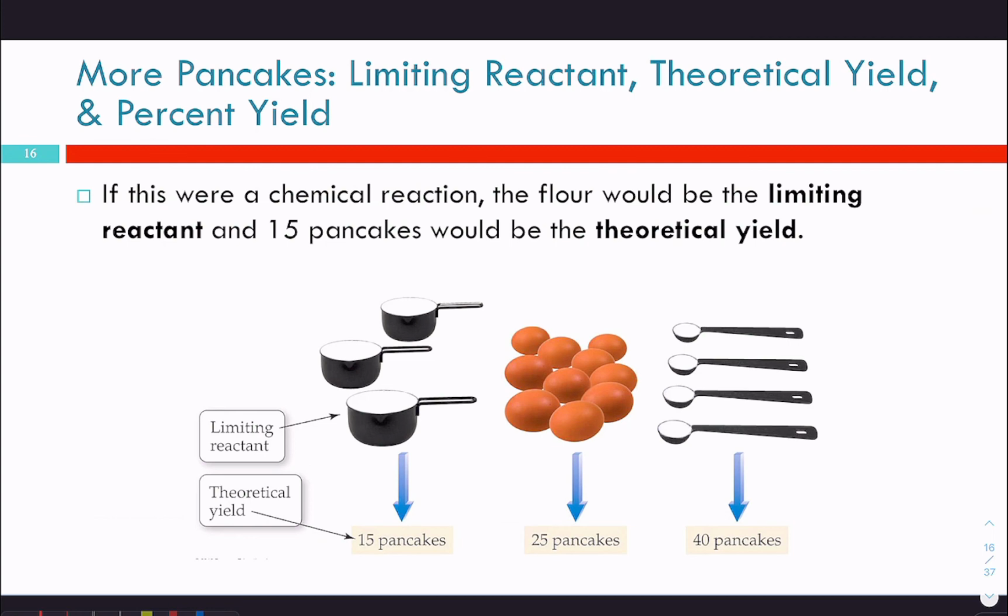Based on this amount of ingredients, we can only make 15 pancakes. So in theory, if we did this perfectly, we'd get 15 pancakes out of that recipe with those ingredients.